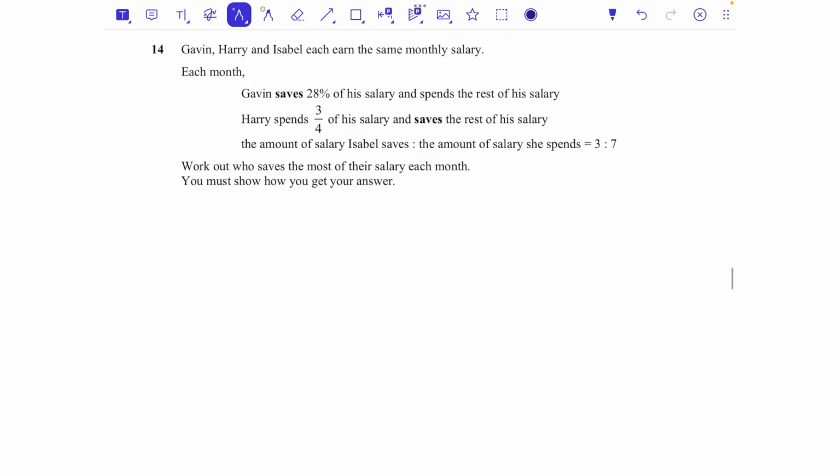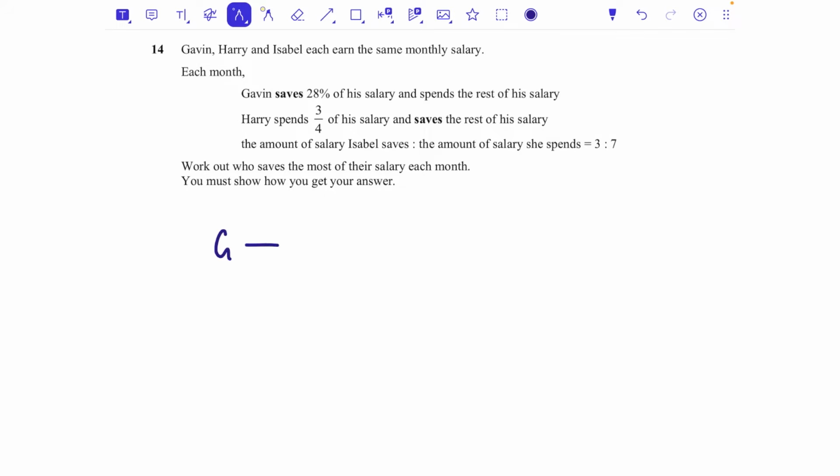Okay, question 14. Gavin, Harry and Isabel each earn the same monthly salary. Each month, Gavin saves 28% of his salary and spends the rest. Harry spends 3/4 and saves the rest. The amount of salary Isabel saves to the amount of salary that she spends is 3 to 7. Work out who saves the most of their salary each month.